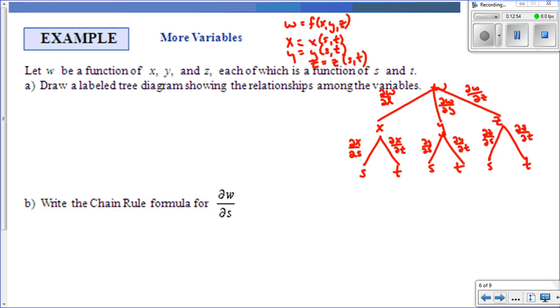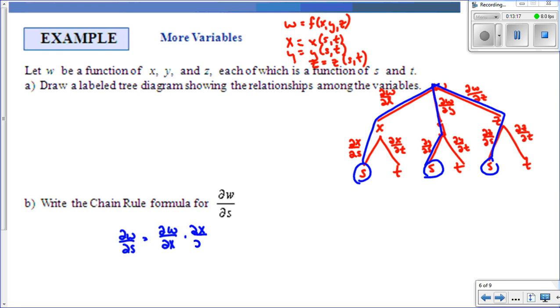Okay, write the chain rule formula for the partial of w with respect to s. Well, find the branches ending with s and take the paths leading to that. So the partial of w with respect to s, we'll have the partial of w with respect to x times the partial of x with respect to s, plus the partial of w with respect to y times the partial of y with respect to s, plus the partial of w with respect to z times the partial of z with respect to s.